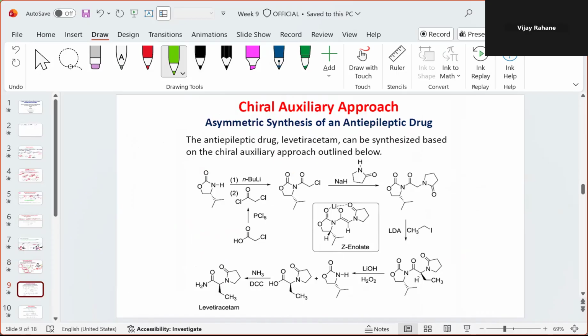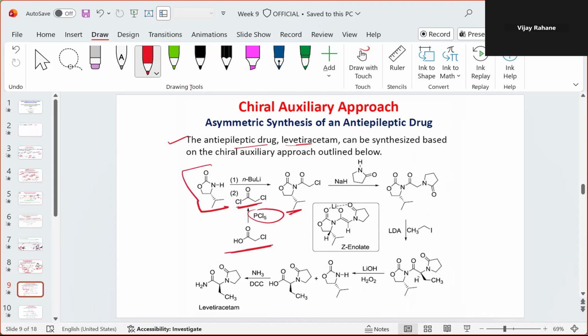So this is again the same example. In this case, the anticipated drug molecule has been synthesized by using this chiral auxiliary approach. Again, the similar chiral auxiliary has been used here. If you look at the starting material, we have the alpha chloro acetic acid, and when you treat it with PCl5, it will give the acyl chloride. Similarly, amide formation takes place between the chiral auxiliary part and the acyl chloride.